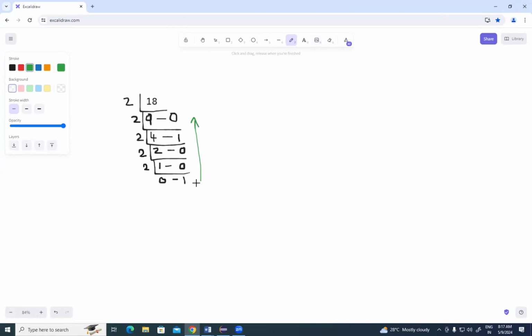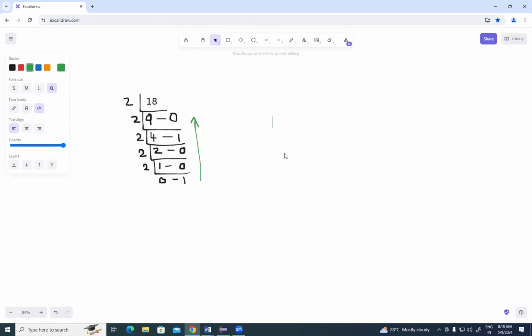18 is equal to, in binary, 10010. What about 10? 18 has 5 digits, but 10 has only 4, so add a 0 at the left side. Tell me, folks.